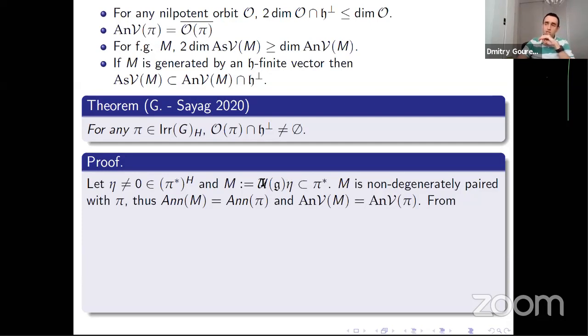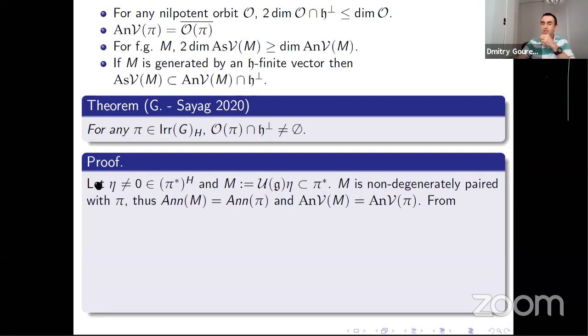It's just by definition of the pairing, it has no kernel in M. And on the other hand, because a function vanishing on O of pi is zero. On the other hand, it has no kernel in pi because pi is irreducible. The kernel would be a sub-representation. So it's non-degenerately paired. And thus, M and pi have the same annihilator.